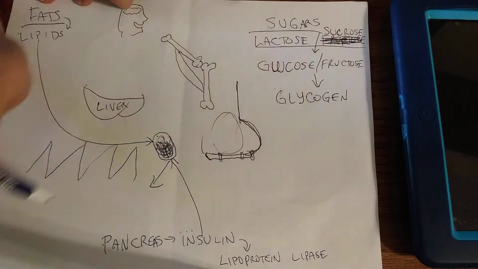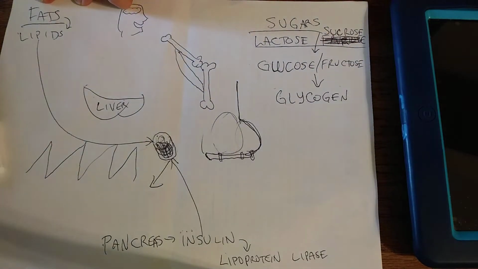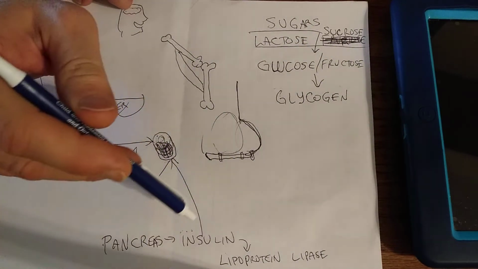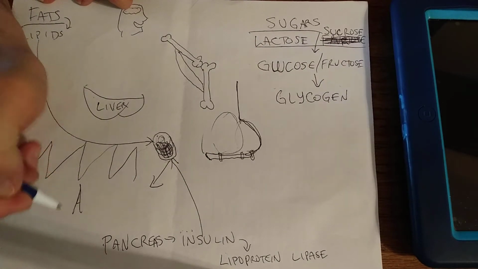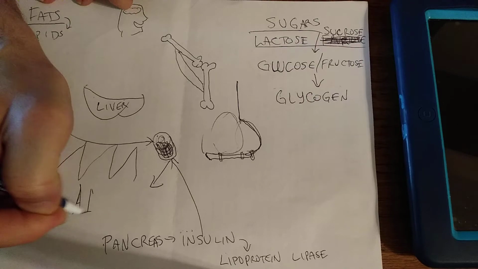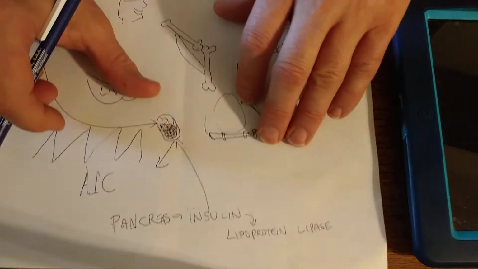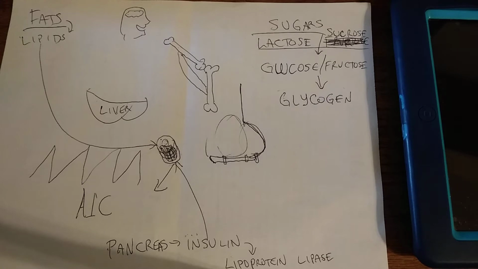Now, if this goes on for long enough, and I believe it usually takes years and years, unless you're a type 1 diabetic, you end up becoming pre-diabetic. And this can be checked by looking at a marker called the A1C. The A1C is basically a 3-month average of your blood glucose.